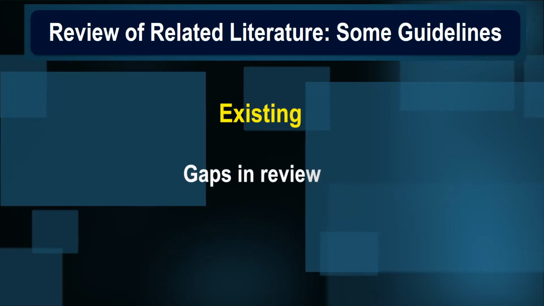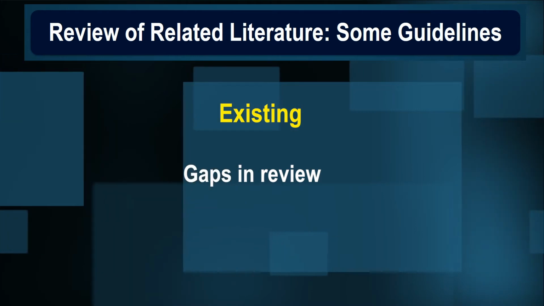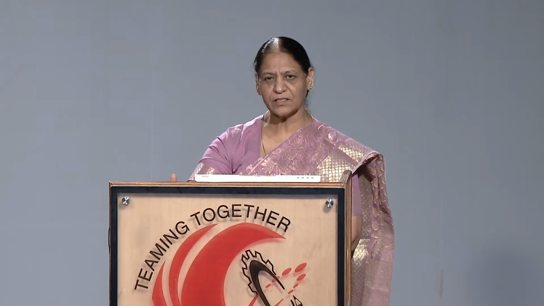Another drawback which we observe is that there are gaps in the review presented in the chapter. Here, one study is reported in 1960, another study is of 1975, then comes 1980, then comes 1990. So there are gaps in the review of related literature. The continuity is lost, and it appears that no research work has been carried out during that period. To avoid this, what can be done?